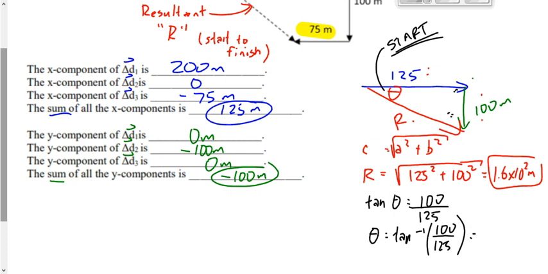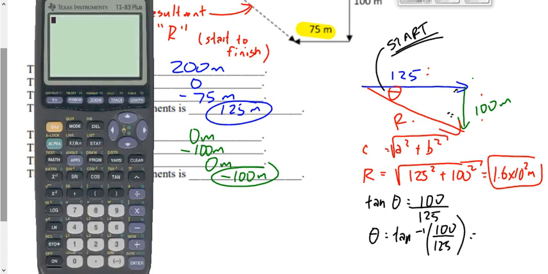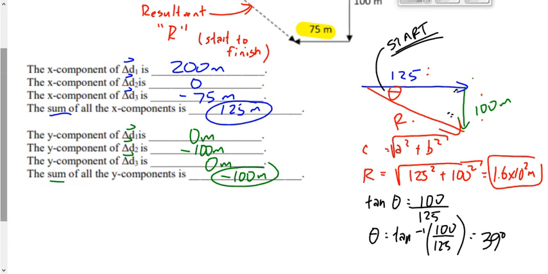Now, follow along with me on my calculator here again. Second function tan of 100 divided by 125 gives me 38.6 degrees, or we'll make it 39 degrees. That's the direction, right? Oh, I'm still not quite done, but I am ever so close. 39 degrees relative to what? Clockwise, counterclockwise? Like, how do we express this?